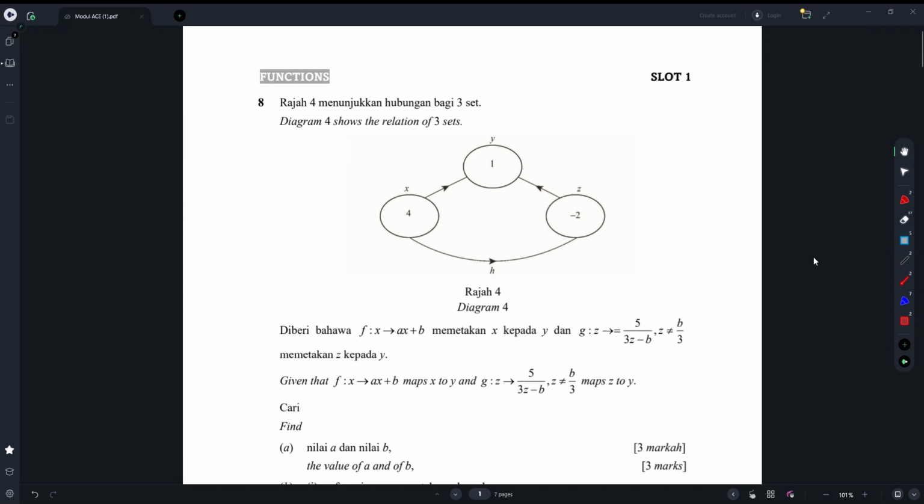Hello everyone. In this video, I will be discussing some random questions from Form 4 and Form 5 as a revision for SPM Maths 2024.